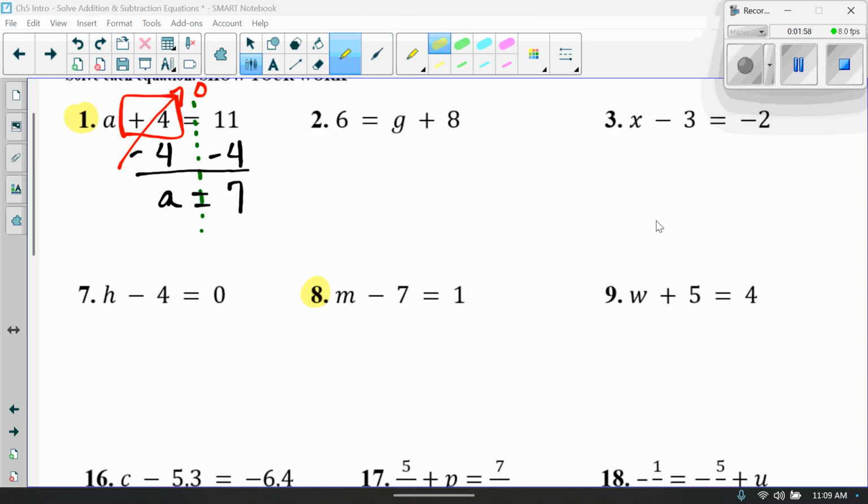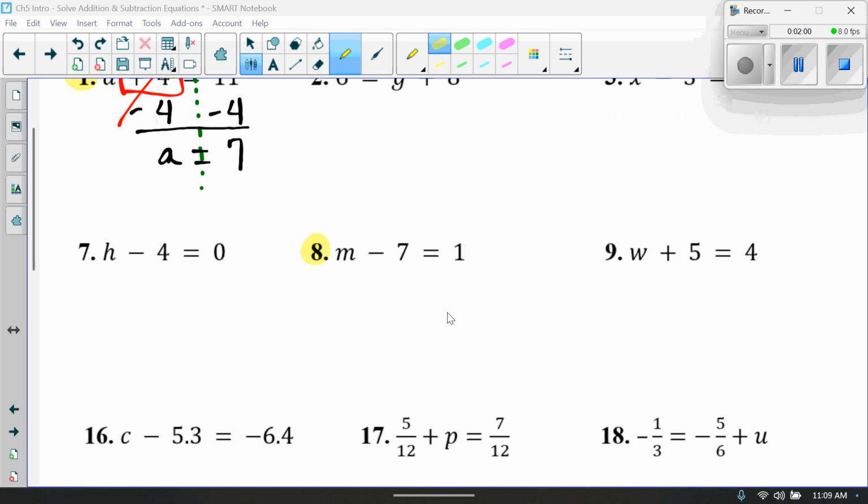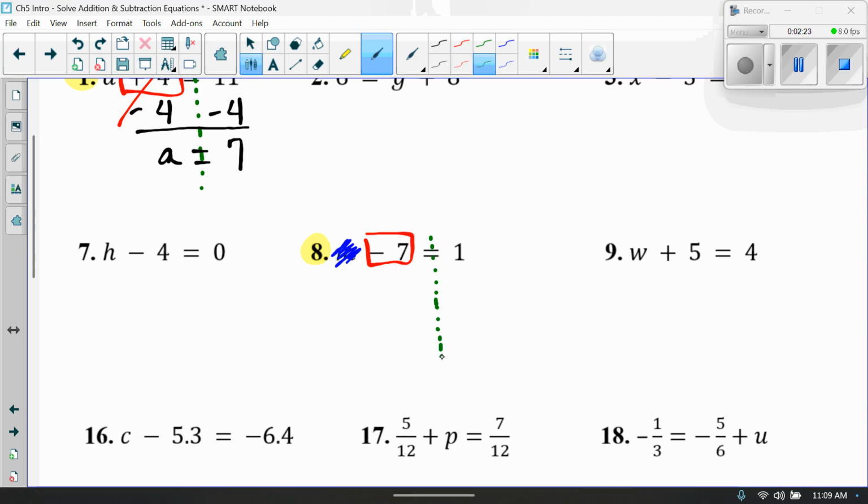All right, so let's move over to this subtraction one, okay? Now, again, you're going to use your cover-up. So you're going to put your finger on whatever you're solving for. So what are we solving for? M. Now, what do I need to get rid of? The negative 7. Very good. Now remember, oh, I keep forgetting. Let's do that dotted line there, okay?